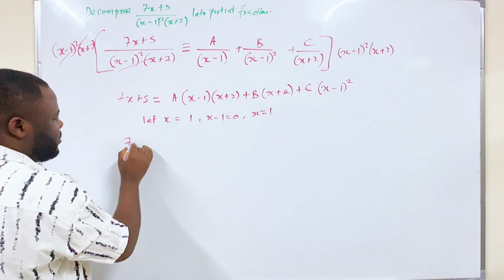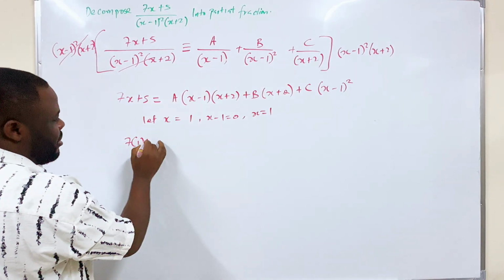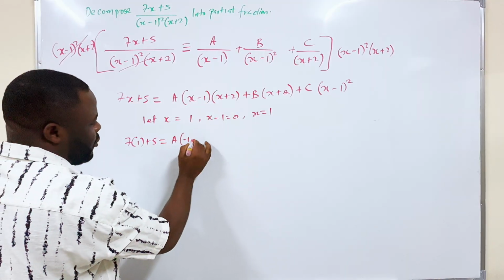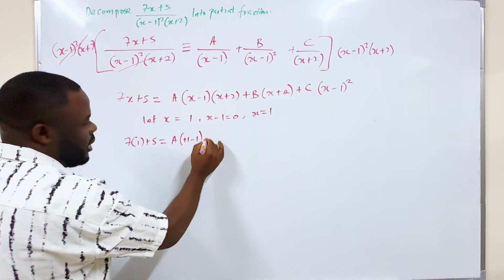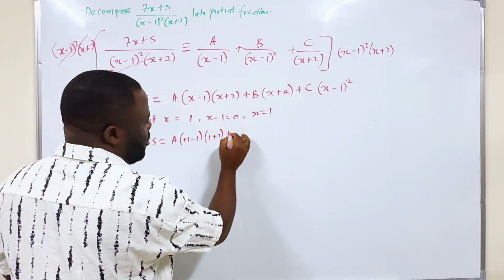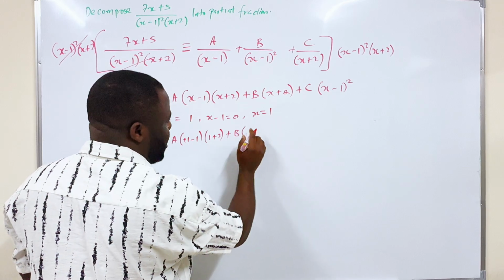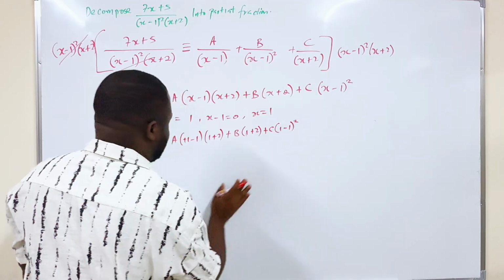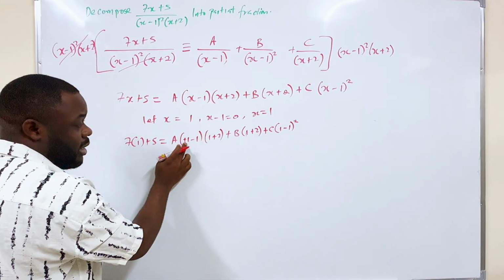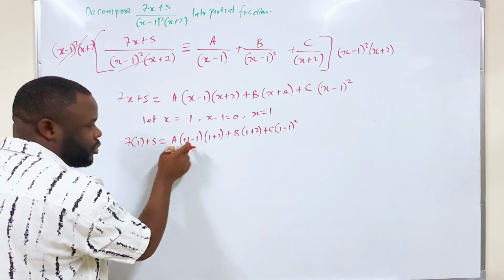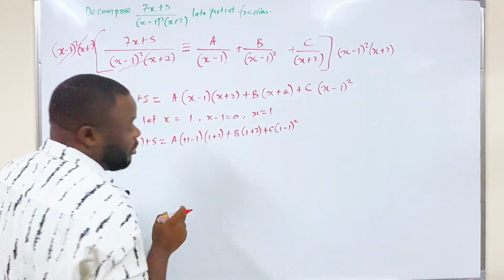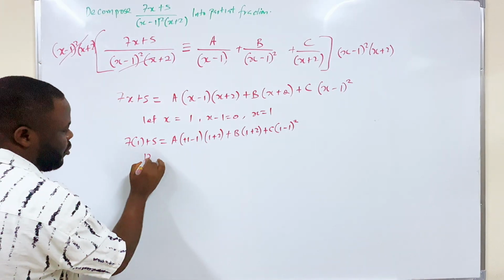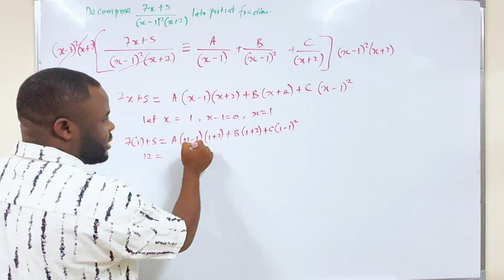So I'll now say 7 multiplied by 1 plus 5 equals, this is going to be 0, because when I have A times (1 - 1), then (1 + 2), plus B, I have (1 + 2), plus C, I have (1 - 1)², okay? So everything, because this is 0, right? 1 minus 1 is 0. So 0 multiplied by A is 0, and 0 multiplied by (1 + 2), which is 3, is 0. So definitely what we are going to have here is, this is going to give me 12 equals to, this is 0, this is 0.